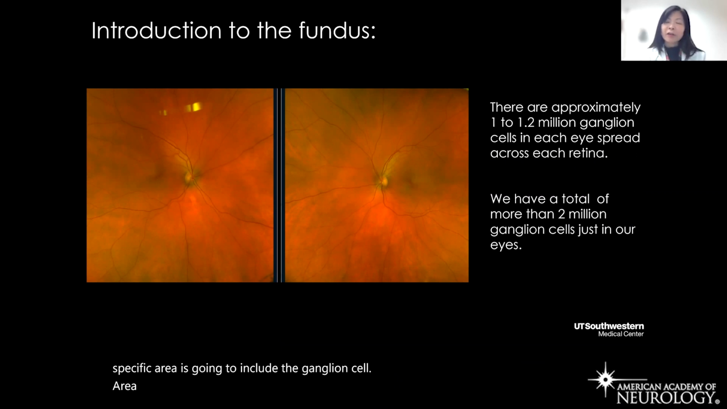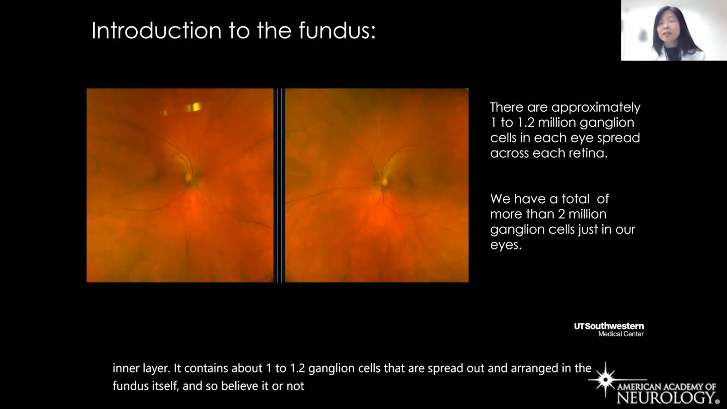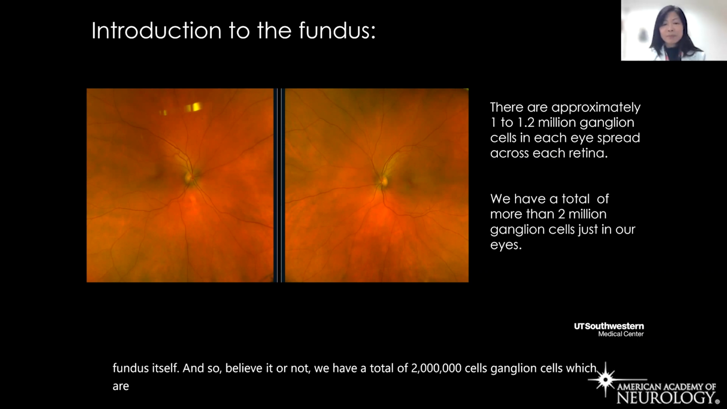Ganglion cells are formed in the back of the eye in the retina and located in a very specific inner layer. It contains about 1 to 1.2 million ganglion cells that are spread out and arranged in the fundus itself. And so, believe it or not, we have a total of 2 million ganglion cells, which are nerve cells, inside the eye itself.